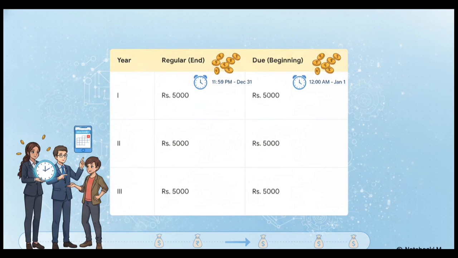While the total amount in each year looks totally identical, 5,000 rupees across the board, year 1, 2, and 3, the actual day the money leaves your pocket or enters your bank totally shifts. For annuity regular, it's like you're paying at the stroke of midnight on December 31st. But for annuity due, you're paying bright and early on January 1st.